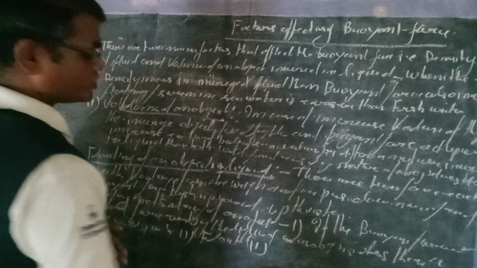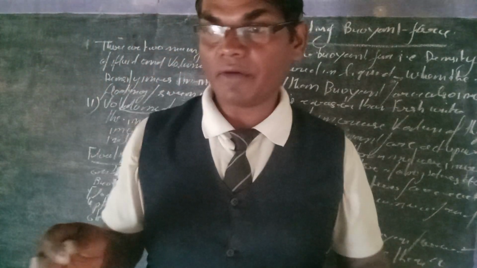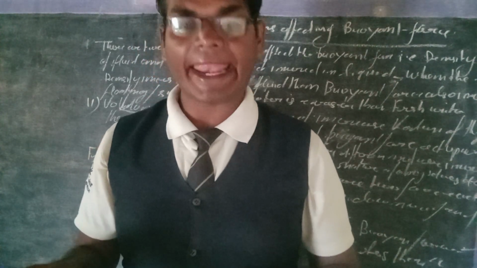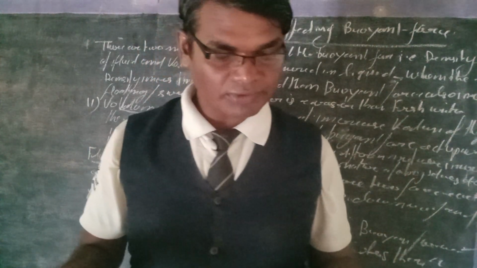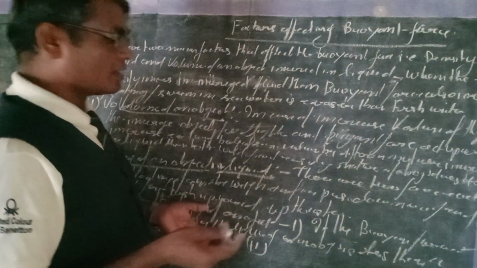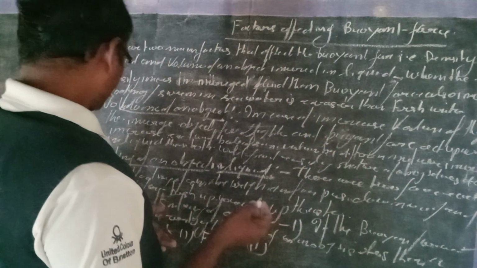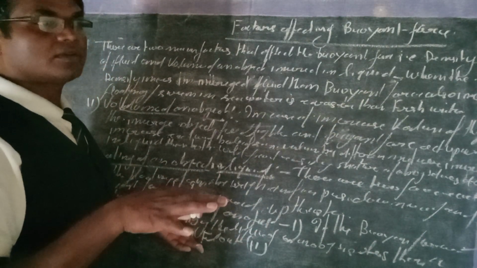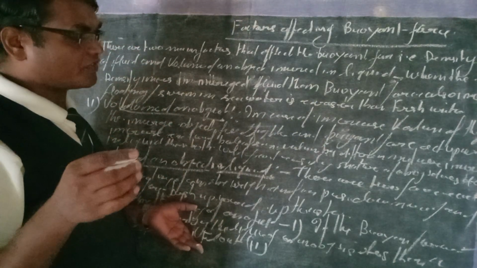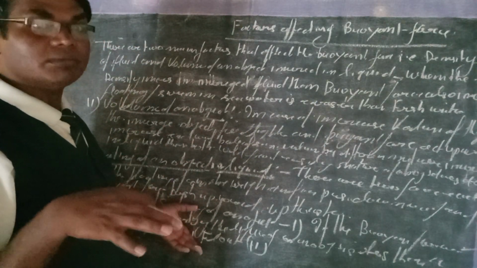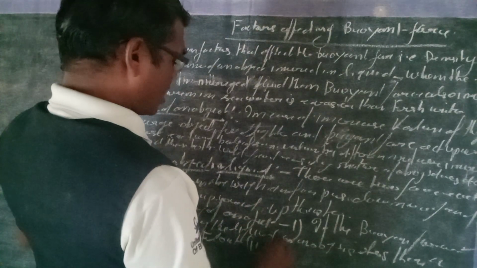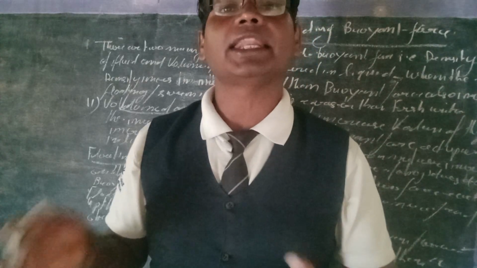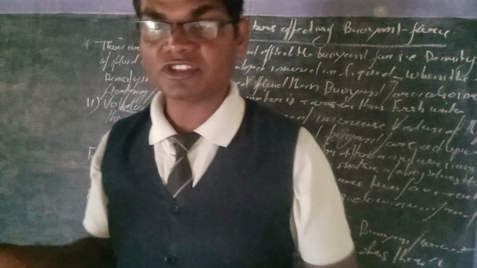And the third condition: if the buoyant force on an object immersed in a liquid is higher than the weight of the object, then that object will float upward to the upper surface of the water. These are the three conditions by which any object can float in a liquid by means of the upthrust force.